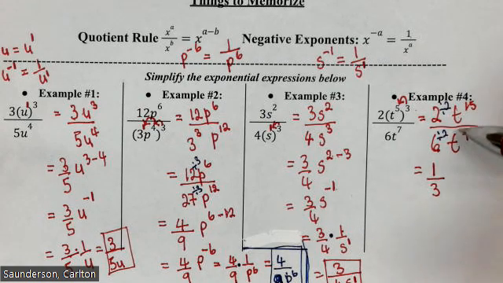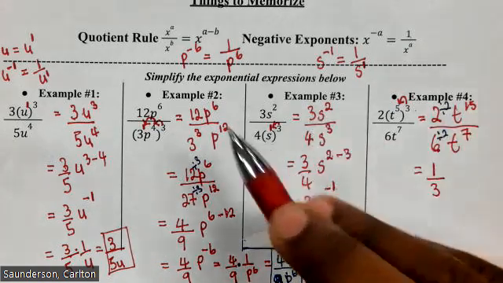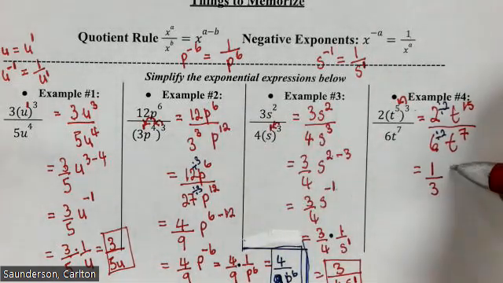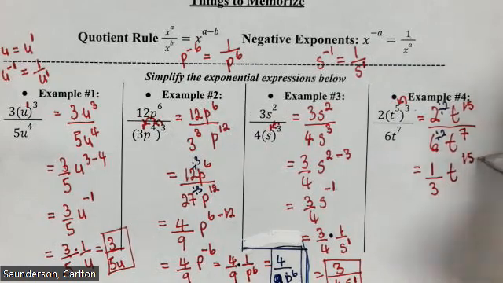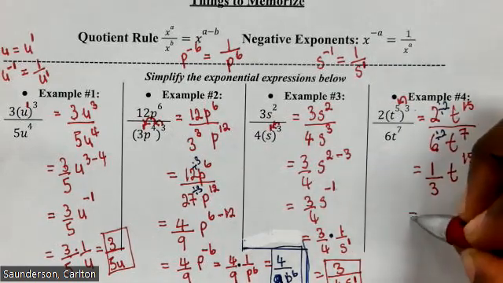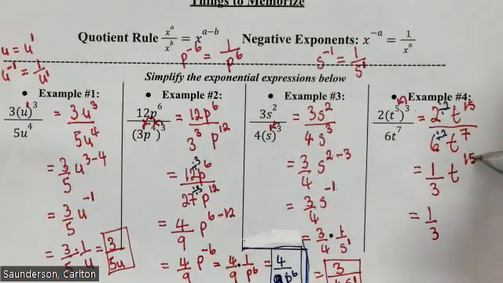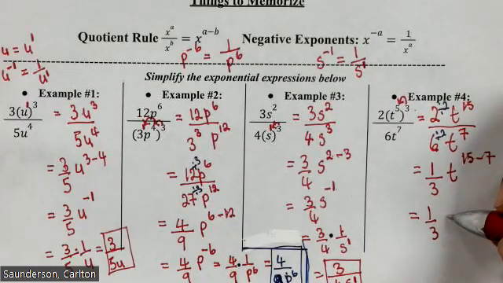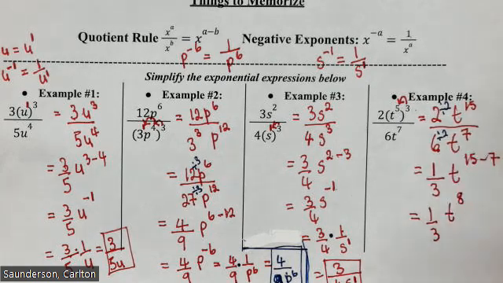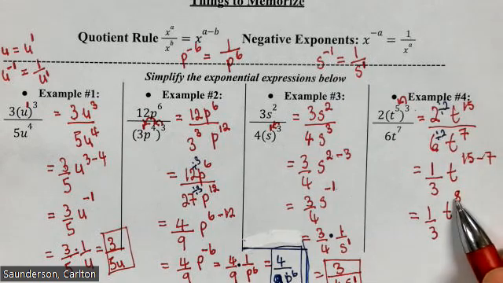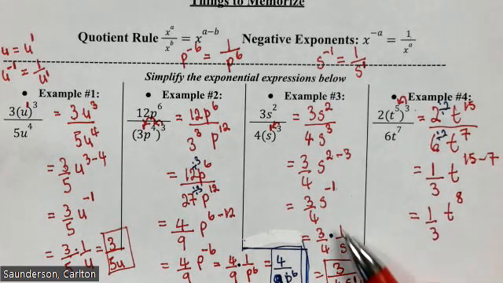You can divide them because they have the same base. When you divide things that have the same base, you subtract the exponents, okay? So the 1 over 3, you're going to bring it down, okay? And 15 minus 7 is 8, all right? So this would be t to the 8th power, all right? Because we don't have a negative exponent, this is my answer. I don't need to use negative exponent rule.